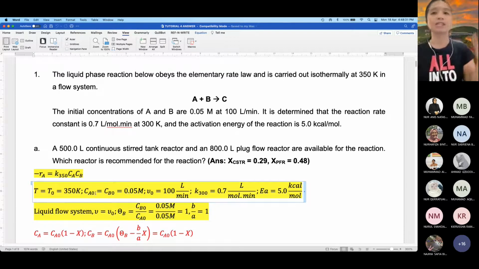So you can write down Ca naught equals Cb naught equals 0.05. That is the information you derive from the first sentence.